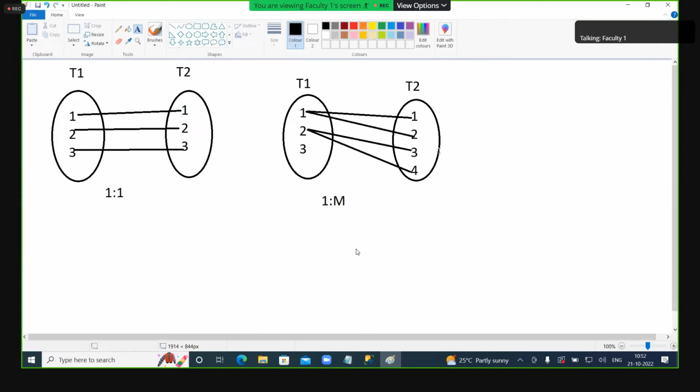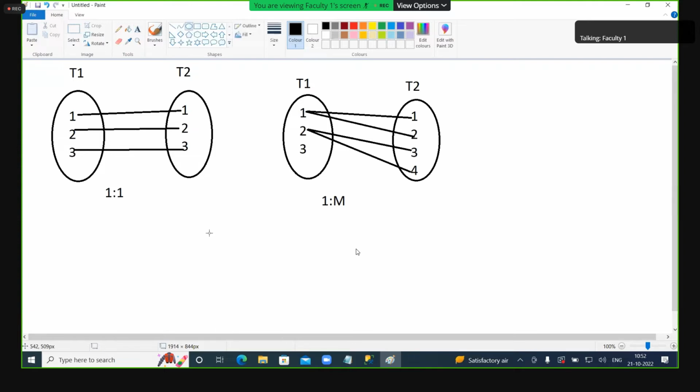Okay? Then, if you see from table 1, it is one to many. If you see this from table 2, it is many to one. From one side it is one to many, from the other side it is many to one. With respect to table 1, it is one to many. With respect to table 2, it is many to one.